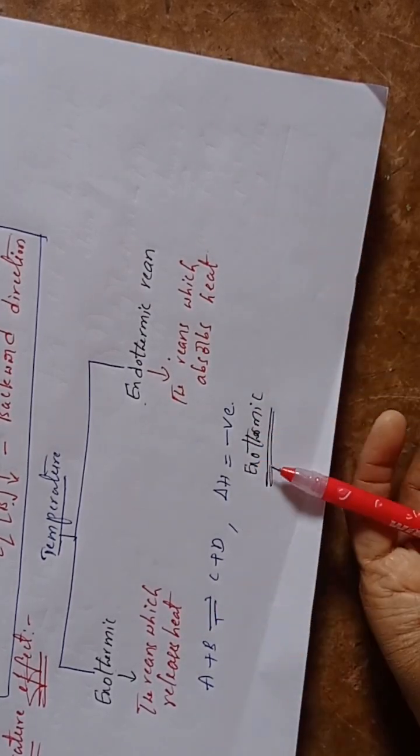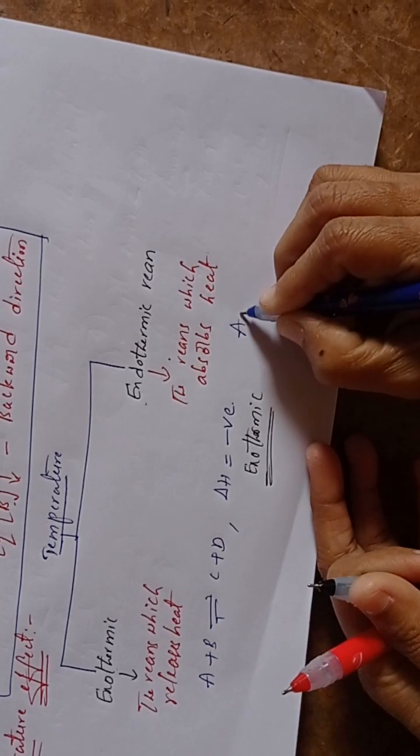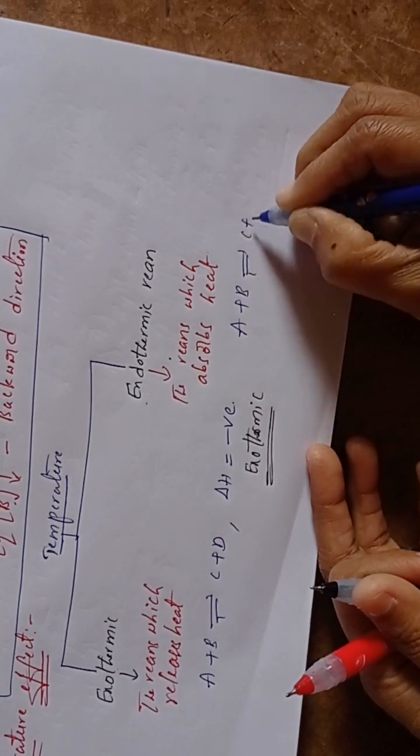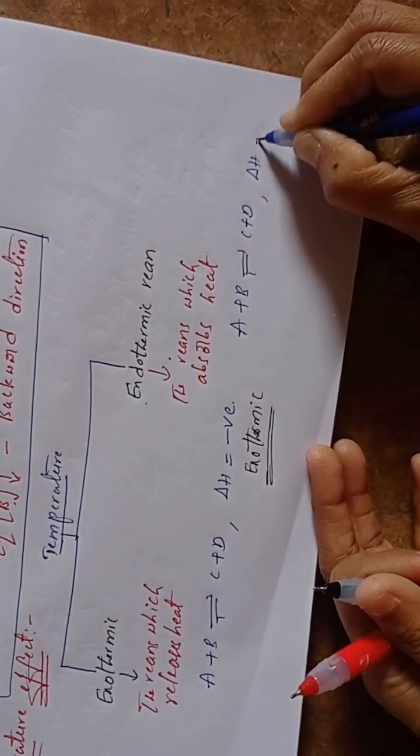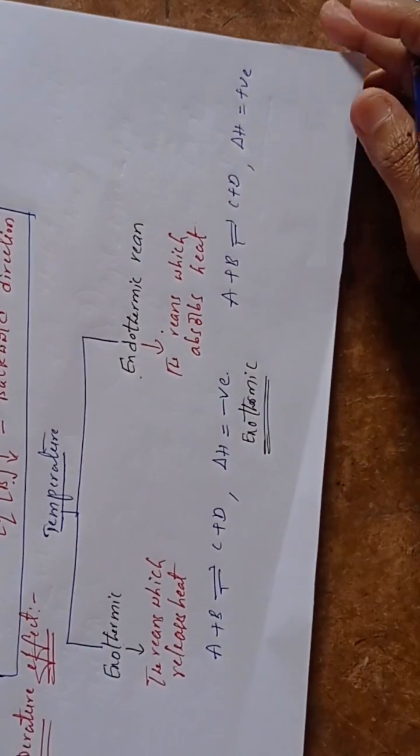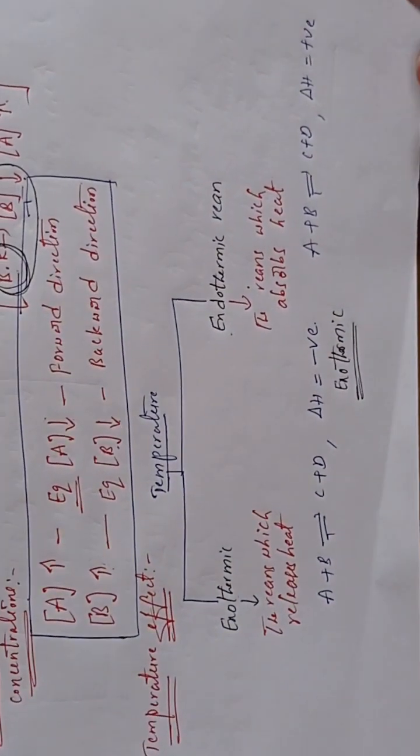Now I am taking another example. See here, A plus B gives rise to C plus D. Here the delta H value is given as positive. Are you clear? If the delta H value is given as a positive value.